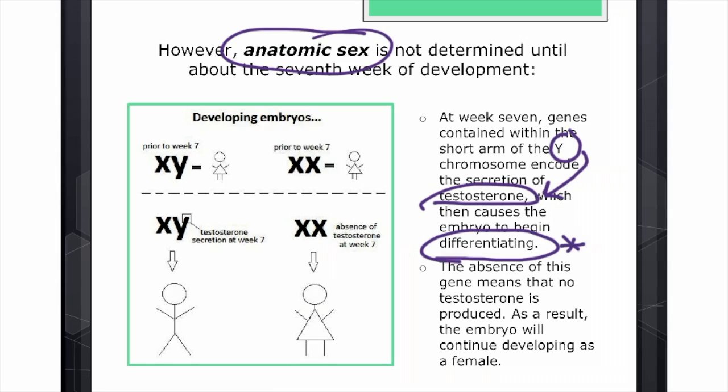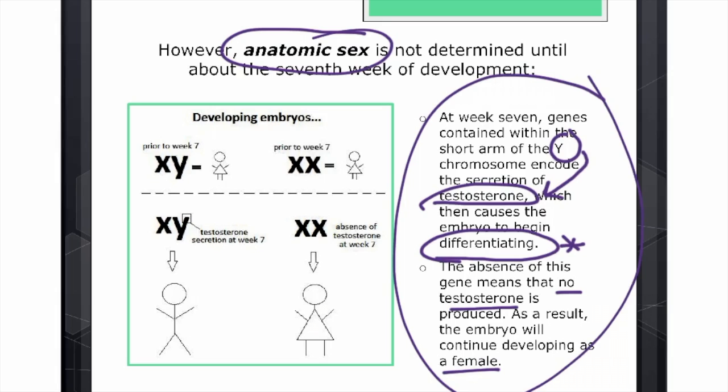This is important. Even though genetically it already has an X and a Y, this is where our hormones are going to start to play. Early on, at 7 weeks, if the Y chromosome is present, it's going to start producing testosterone. If there is no Y chromosome, there will be no testosterone produced, and therefore the embryo will continue to develop as a female. So if I ask you anything related to the actual sex differentiation, we have to relate it to the Y chromosome and its ability to produce testosterone.